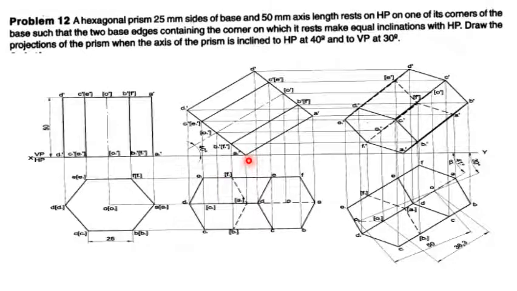Arbitrarily select any one point on the XY line. So name it as A1. So this is 50 mm. The axis is inclined to HP at 40 degree. So draw a 50 mm line at 40 degree inclination. Now if you assume a triangle, from this point to this it should always be 90 degree, since the axis is perpendicular to the base. So when it is 40 degree, this angle must be 50 degree.